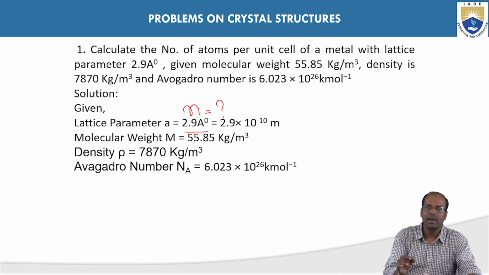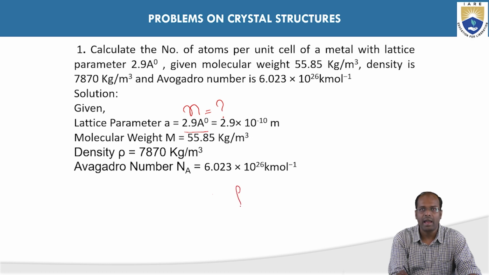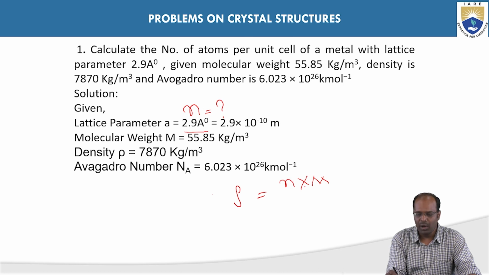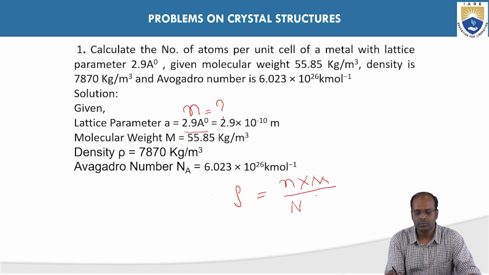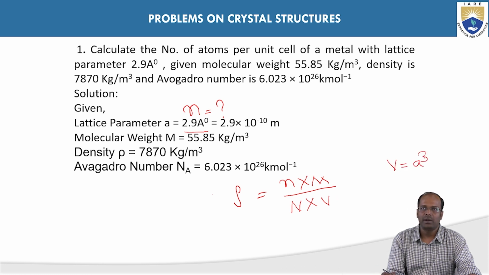What is the formula we are having? Density rho is equal to n into M by N into volume, where n is the number of atoms per unit cell, M is the molecular weight, N is the Avogadro number, and volume is equal to a cube, where a is the lattice parameter.